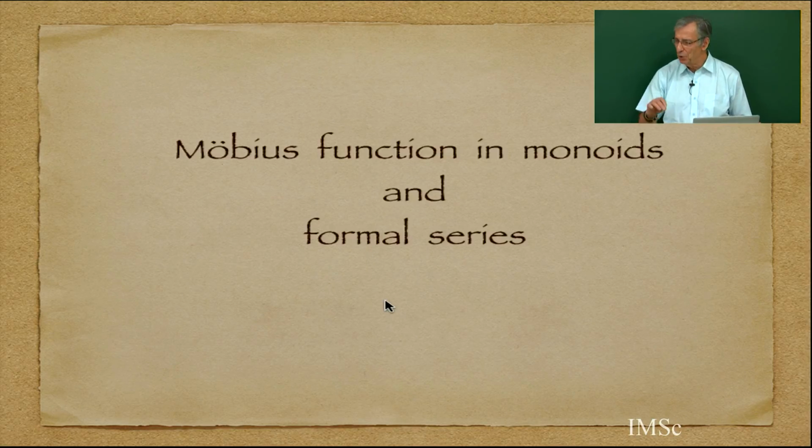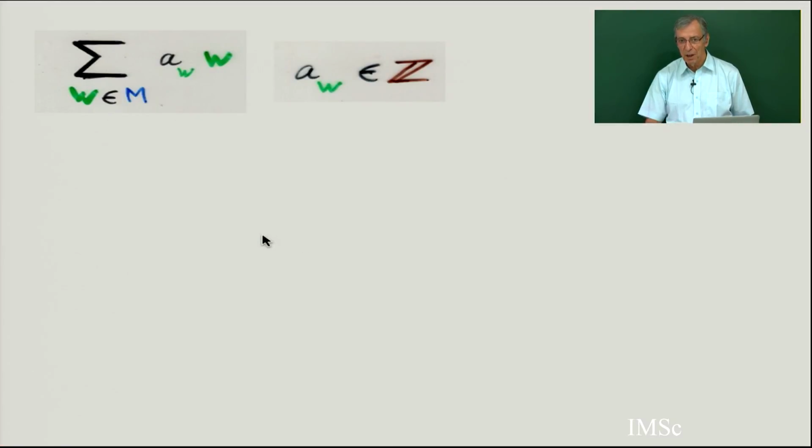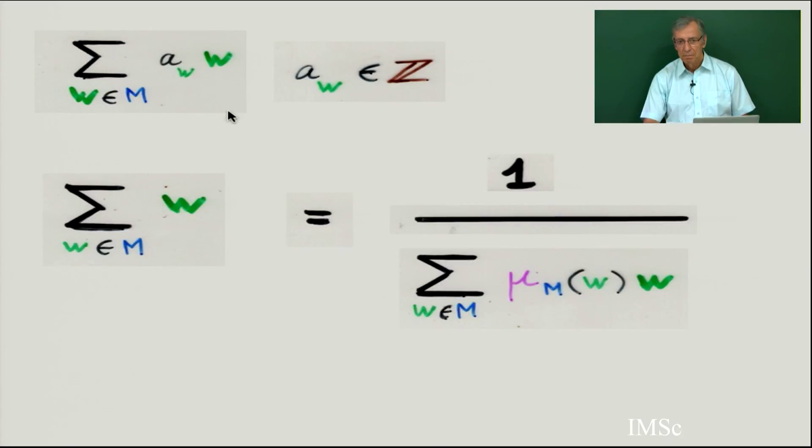The last part is the connection between, now to go back to the commutation monoid, to show that this is a Möbius function. So we have a connection with formal series. If you have a monoid with finite factorization, you can define formal power series, sum over all elements of the monoid, where the coefficient is a Z, an integer. And then I claim that for any monoid M, the formal power series, the sum of all the elements of the M, is inverse of all the elements like this, with the Möbius function of the monoid.